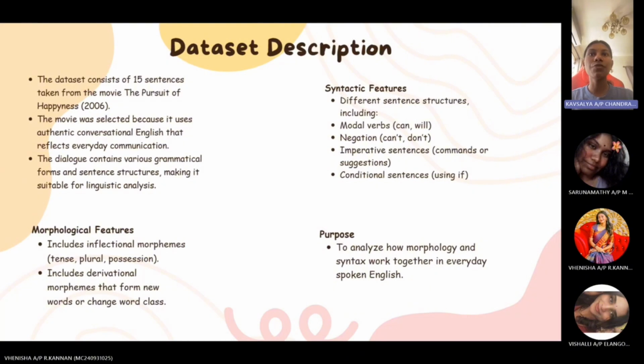Okay, by examining the dataset, we aim to show how morphology and syntax work together in everyday language. Morphology reveals how words change to carry meaning or grammatical information, while syntax shows how these words are combined into sentences to communicate our ideas effectively in daily routine. This analysis will help us better understand the relationship between word formation and sentence structure, which is crucial for English language teaching. In conclusion of my part, the introduction and dataset section of our report provide a foundation for understanding how linguistic principles operate in real communication. Thank you. That's all from my part.